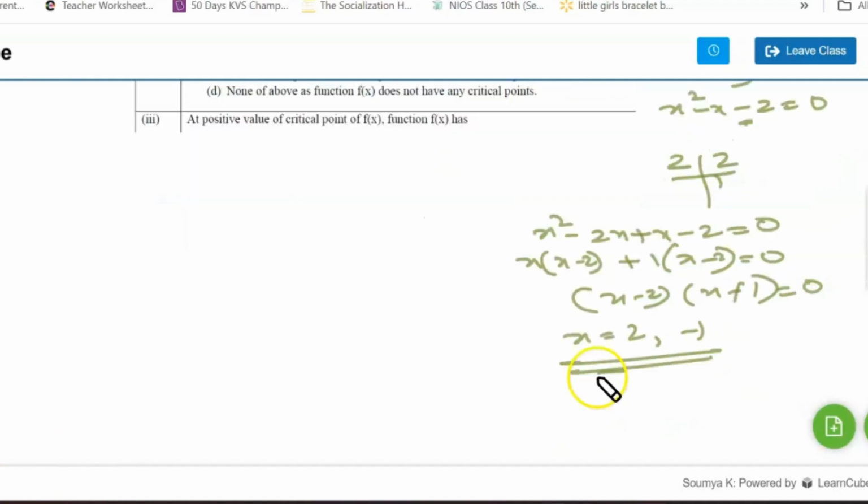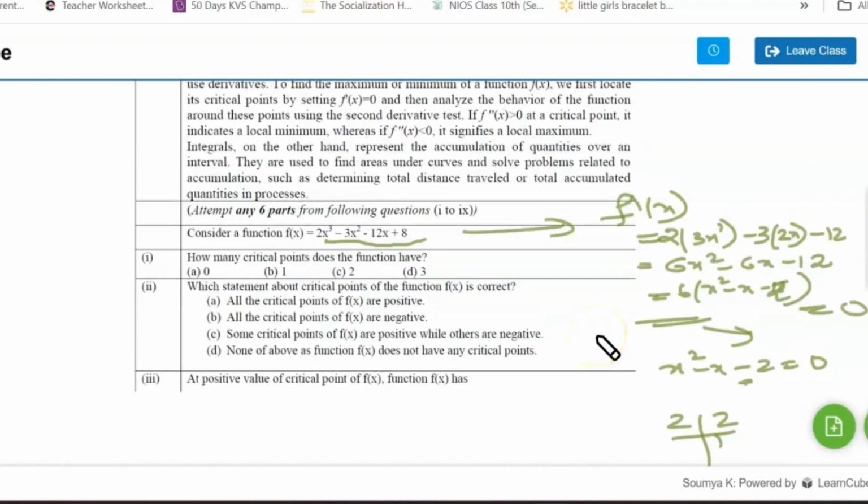The solution gives these 2 points. So the option is 2 points. How many critical points does the function have? It is 2 points. The critical points of the function are 2 and minus 1. So are all critical points positive? No. Are all critical points negative? No. Some are positive while others are negative. So that is correct. The C option is correct.